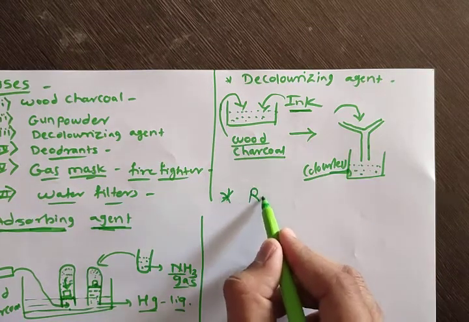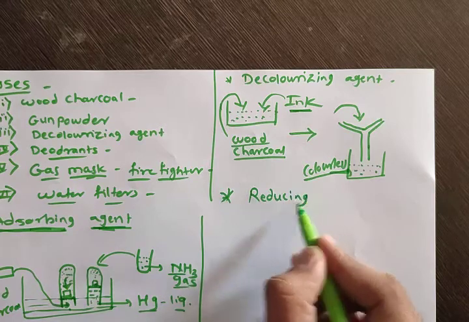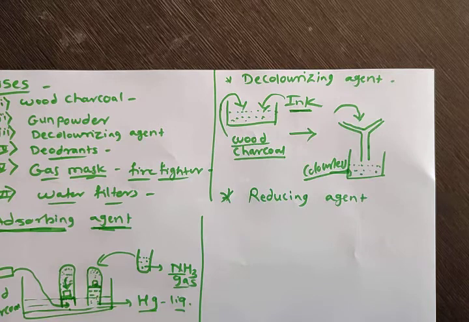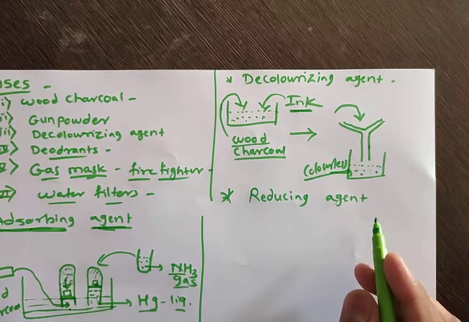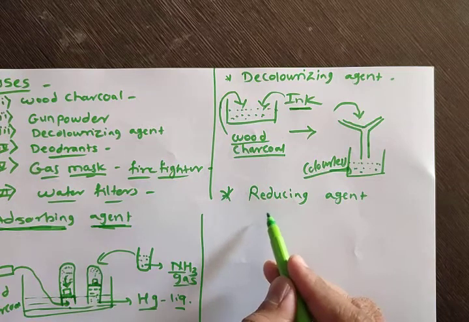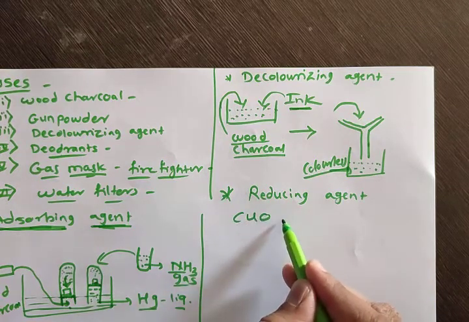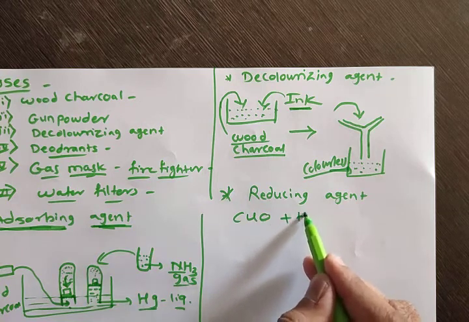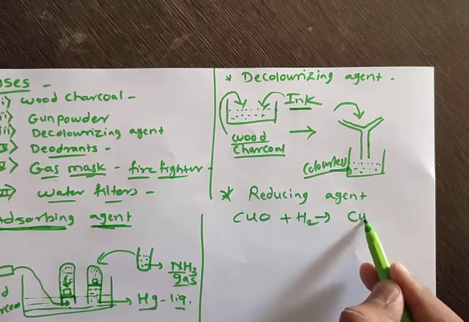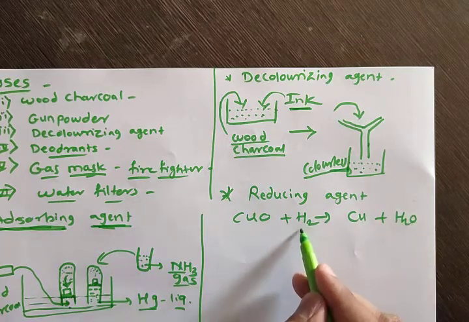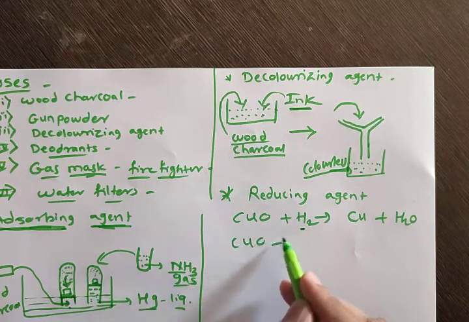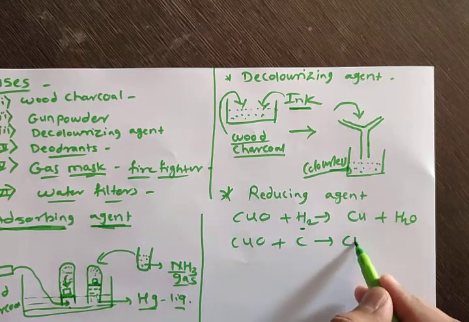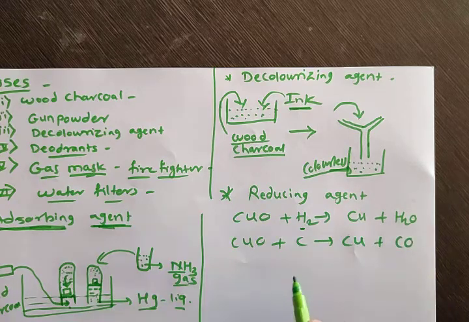Charcoal is a reducing agent. So reducing agent means what? You have this topic next year. We already discussed oxidizing agent and reducing agent in this reaction, CuO. In the hydrogen chapter we discussed CuO plus H2 gives Cu plus H2O. Instead of hydrogen, we can use wood charcoal also. That means carbon. Wood charcoal is carbon, so it will give Cu plus CO.